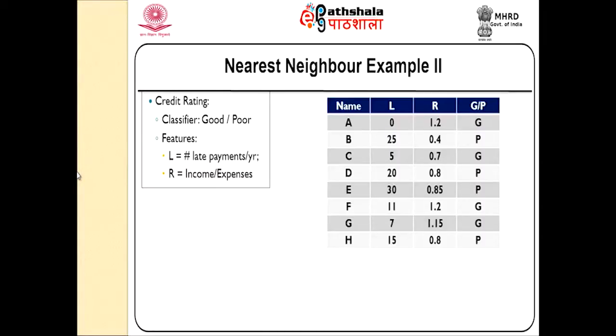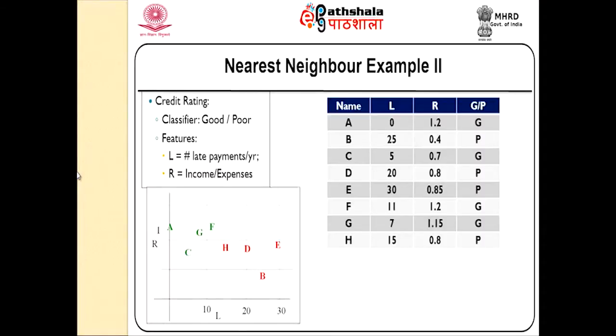So, you have that, and you have been given some training data, where G is good and P is poor. This is an example of a table that contains the names of the people, the parameter L, which is late payments per year, and a rating R, which is income divided by expenses. If it is greater than 1, that means income is greater, and you would see that for all of them it is greater. Sometimes, if you have more late payments and an R of 0.8, you have a poor rating, but even if the number of late payments is only 5 and R is 0.7, you are giving a good rating. So, these are the training instances.